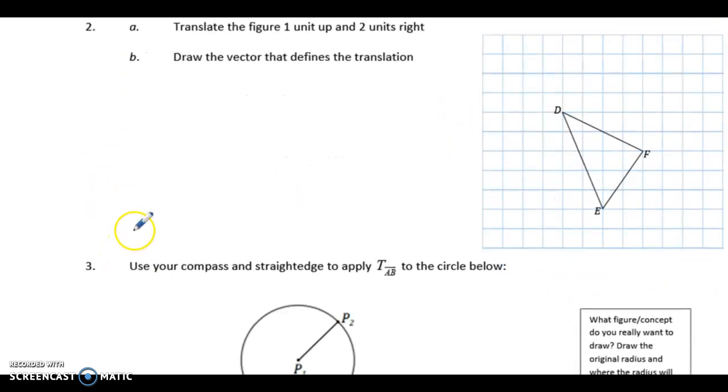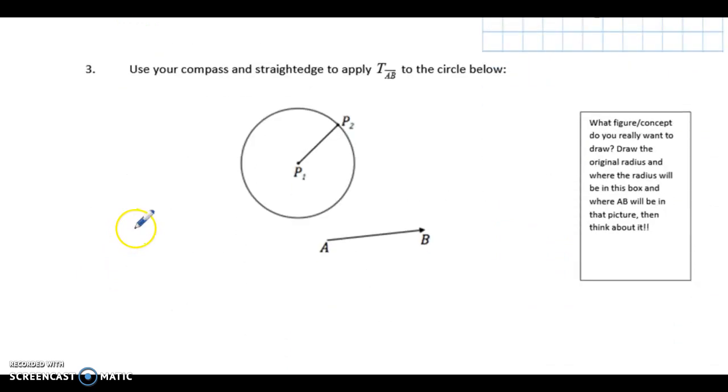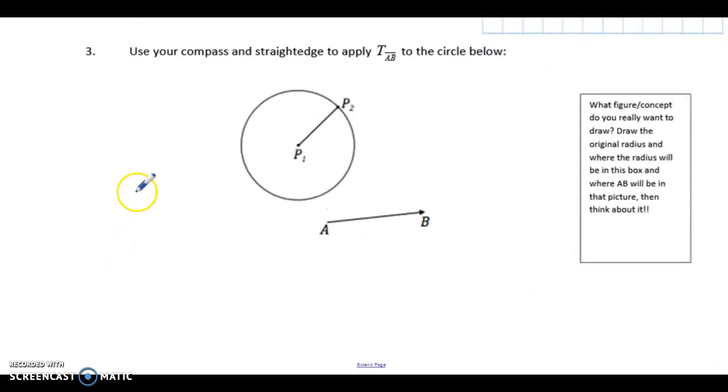Okay, so you're going to do the same thing for number 2. I'm going to skip that one and go down to the hard one, question number 3. Question number 3 says use your compass and straight edge to apply the translation of AB, so it's showing you the vector it's translating across, to the circle below. So we are translating this circle across this vector. So you do need your compass.